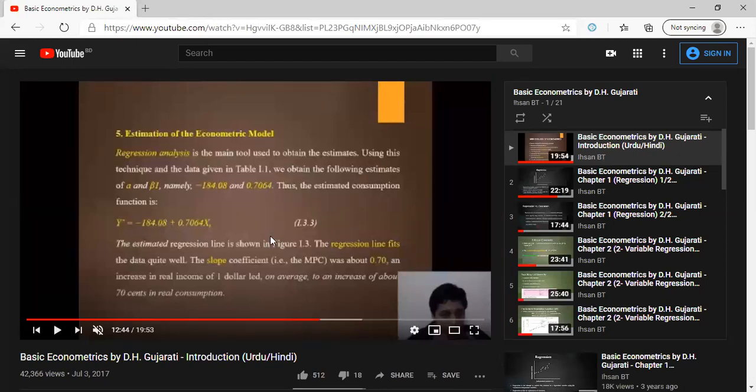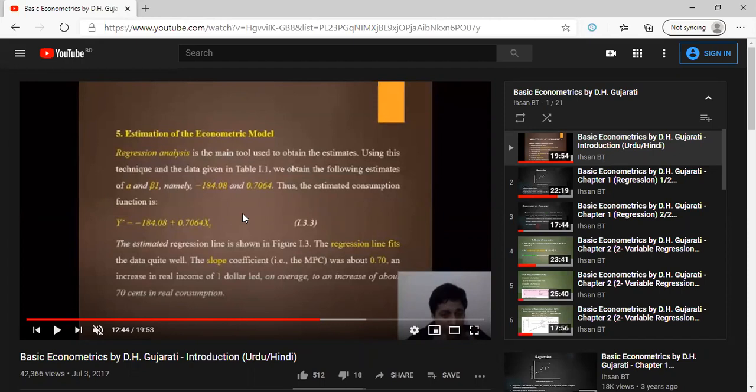So the slope coefficient, an estimate of that is 0.70. An estimate of beta 1 they got is minus 184. Are they actually equal to beta 1 and beta 2? Nobody can guarantee that. But we expect they should be pretty close to beta 1 and beta 2. Question?